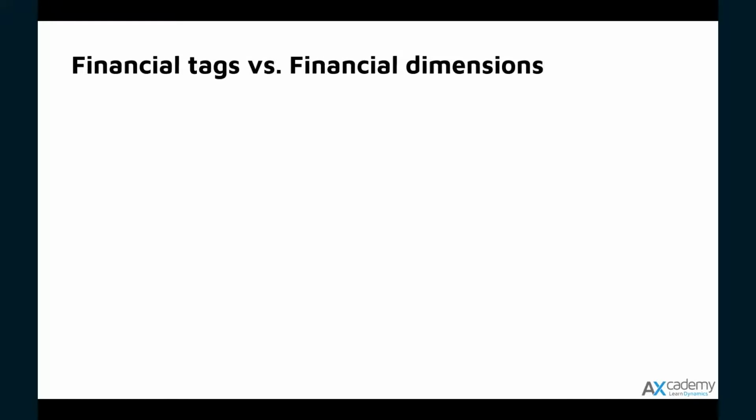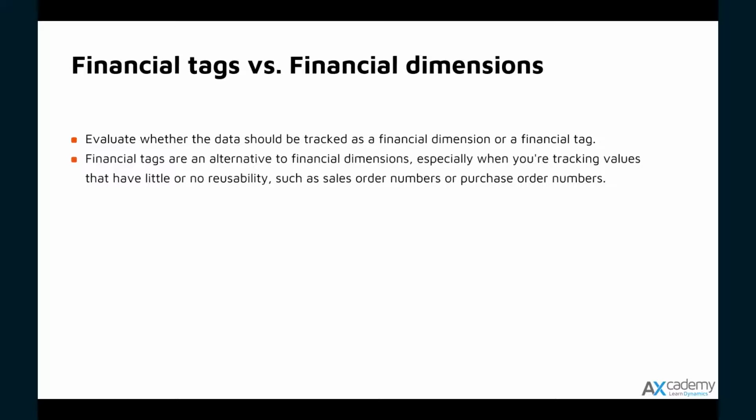The comparison, a small one, I've got a lot more in my blog post about that. Decide whether you're going to track the information as a financial dimension or a financial tag. Both options are possible. Financial tags are an alternative if you don't really reuse the things in here. If it's for payment references, purchase order numbers, sales order numbers, you want to be able to create those glorious financial reports, but you're not going to reuse it again.